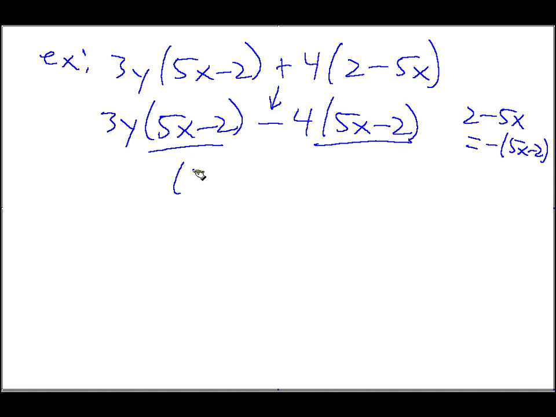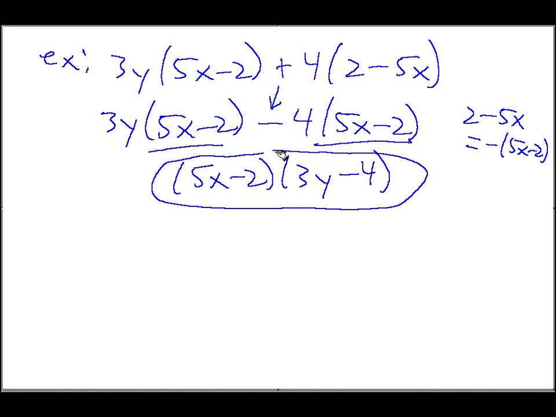So therefore, this answer becomes 5x minus 2 times what? 3y minus 4. Okay, can we see that as our solution here? Okay, let's try one more here. All right, let's take a look at this one here.